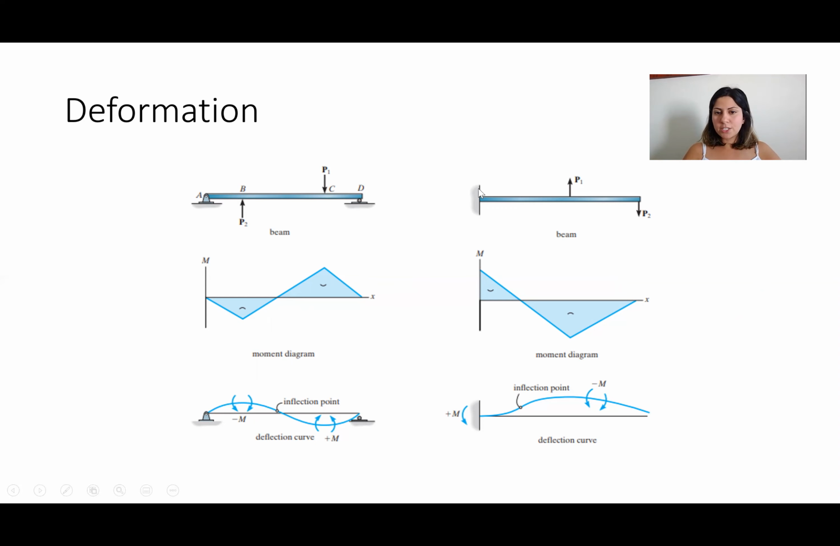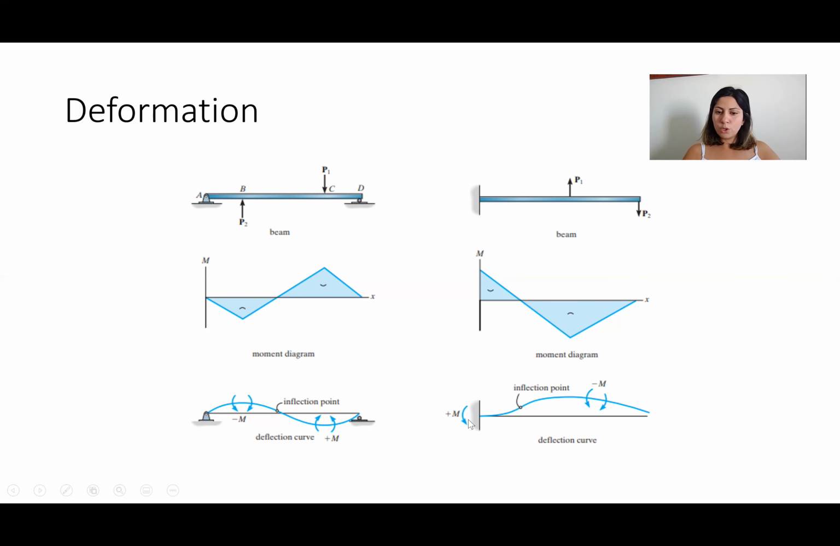For this beam, which is a cantilever, again we have a concentrated load P1 upward and a concentrated load P2 downward at the end of the beam. Here is the moment diagram that you should be able to draw with the knowledge that you already have. As you can see, initially we have positive moment, zero moment, which is the inflection point, and then negative.